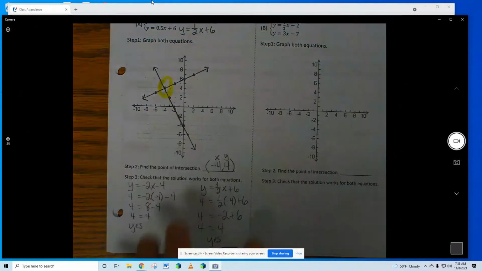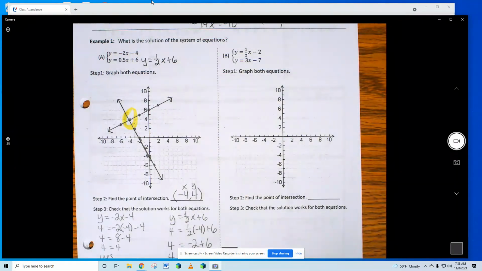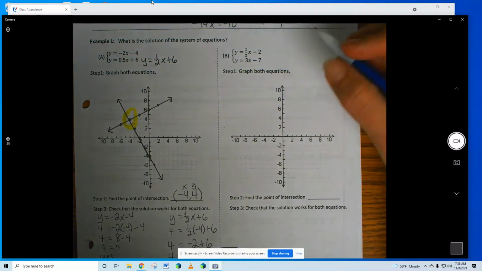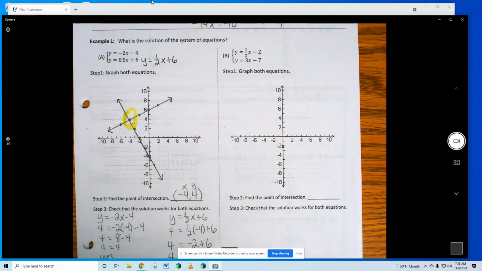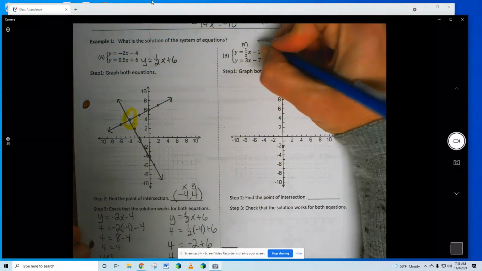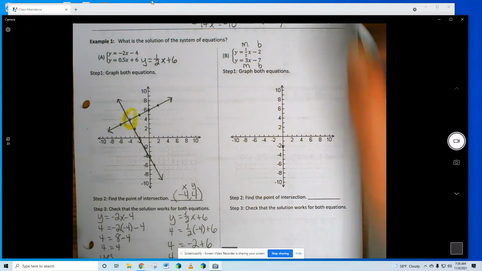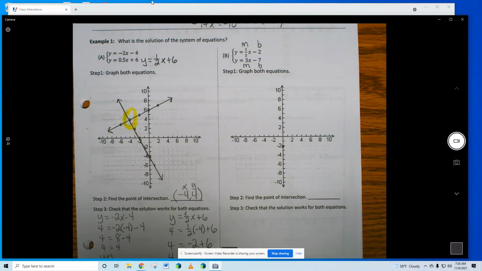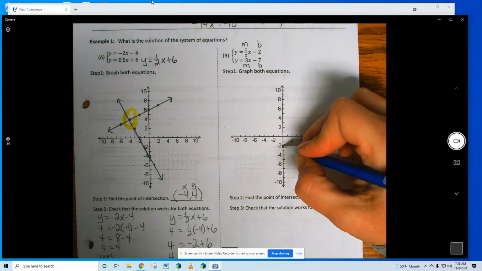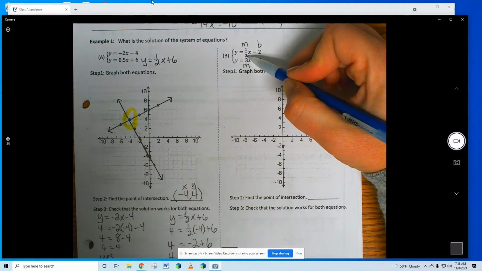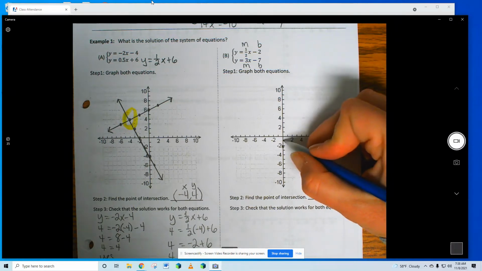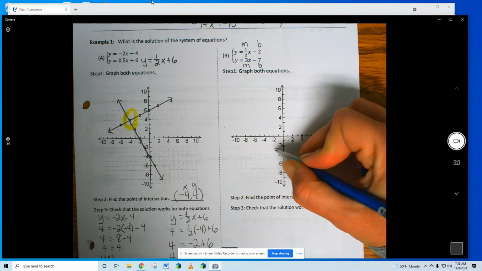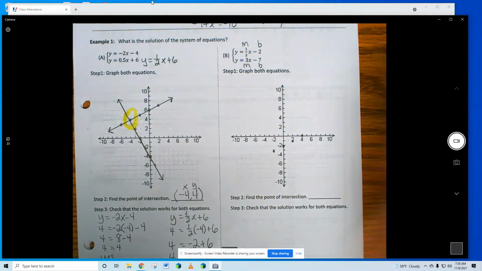Y equals 1/2 x minus 2 and y equals 3x minus 7. So go ahead and do that on your own. Do you need guidance still on this? My m is 1/2. My begin is negative 2. Begin at negative 2. Rise 1, run 2. I don't know how many dots I should make, but I do know I need to reverse it. And I need to make a really long line.